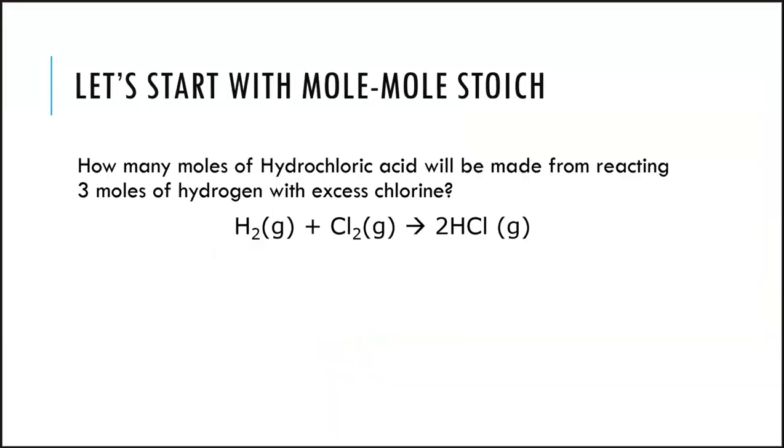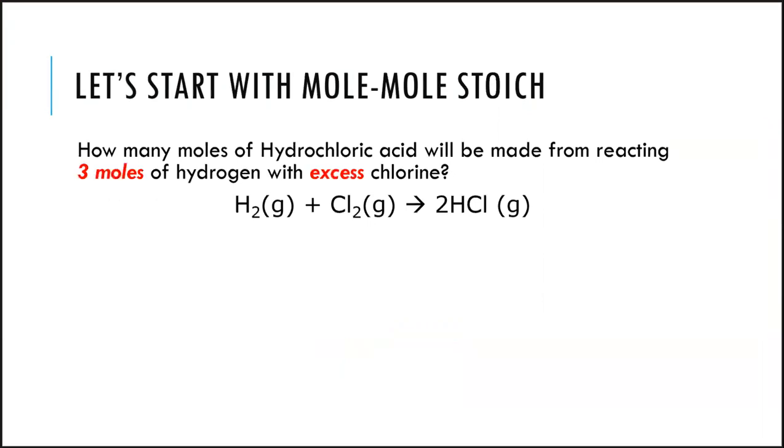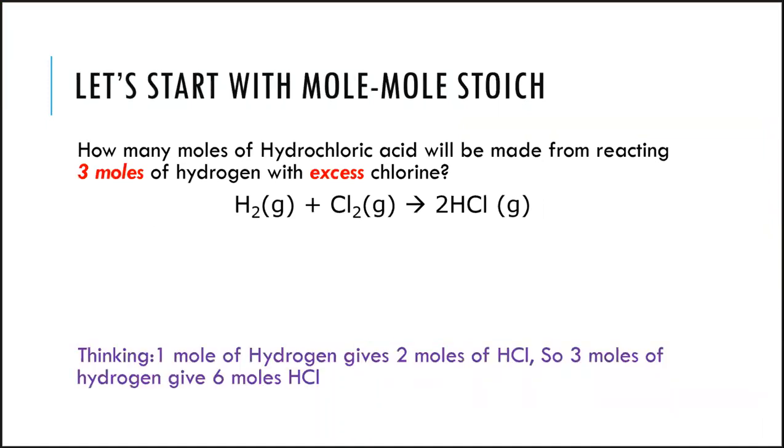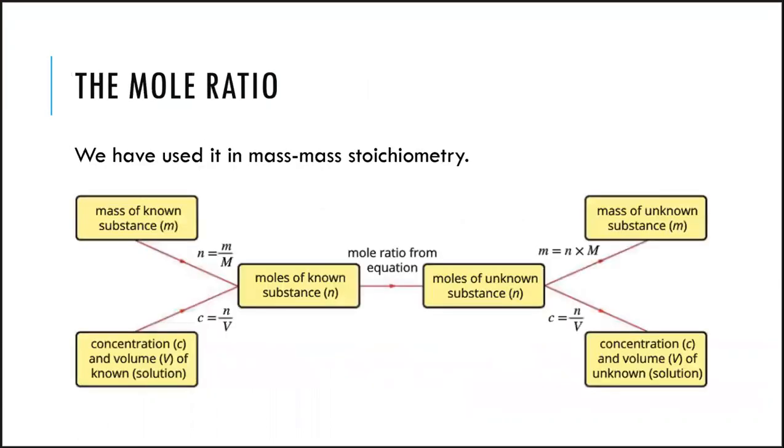Okay. So now let's start with a mole stoich. How many moles of hydrochloric acid will be made from reacting 3 moles of hydrogen with excess chlorine? If chlorine is in excess, we don't have to consider too much of it. Then think about 1 mole of hydrogen giving 2 moles of HCl, according to the balanced chemical equation. So how many moles would 3 moles of hydrogen give? It's a simple ratio question. You have done that in year 9, year 10 in your math class. So mole stoich is exactly the same idea. You're using a ratio to find your unknown.